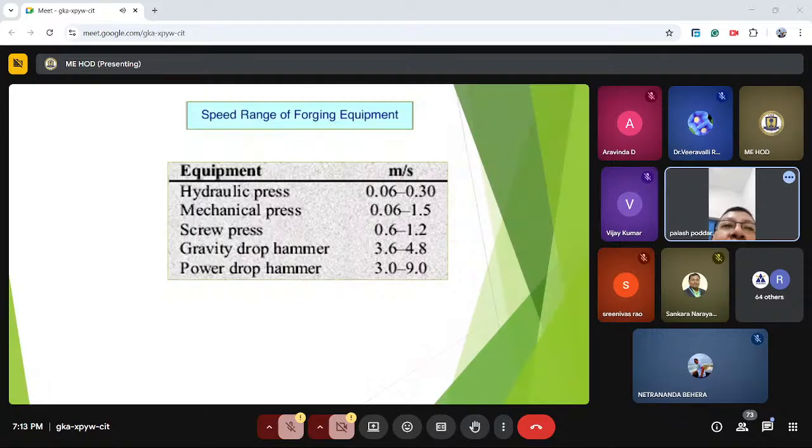Speed range of forging equipment. Hydraulic press, that speed is around 0.06 to 0.3. Mechanical press is 0.06 to 1.5. Screw press around 0.6 to 1.2. Gravity drop hammer, what I have shown you, that is 3.6 to 4.8 meter per second, and power drop hammer is 3.0 to 9.0 meter per second.